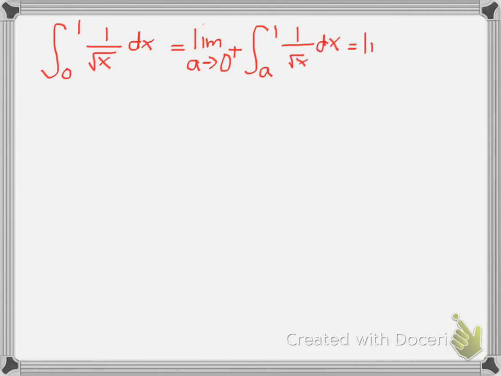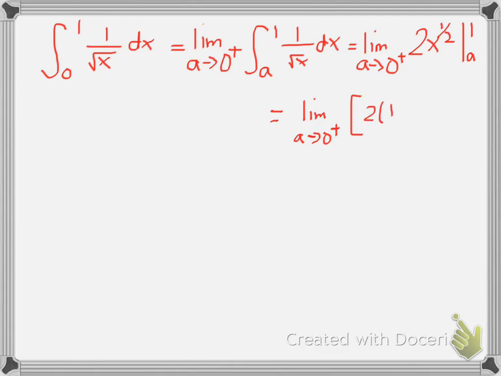And once you do that integration, which I'll leave for you all to integrate, you should get the limit as a approaches 0 from the right of 2x to the 1/2, evaluated from a to 1. All right, so that equals the limit as a approaches 0 from the right of 2 times 1 to the 1/2, or you could just write it as square root, minus 2 times a to the 1/2.